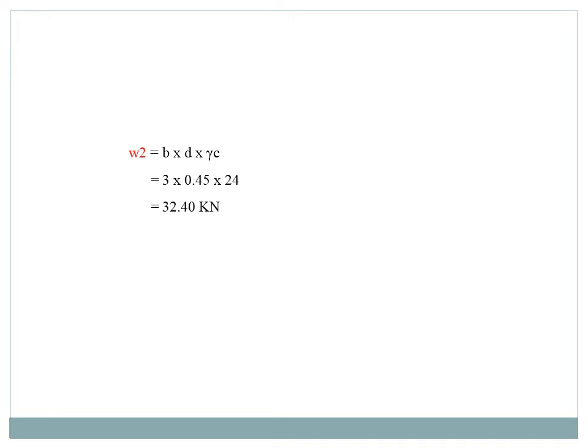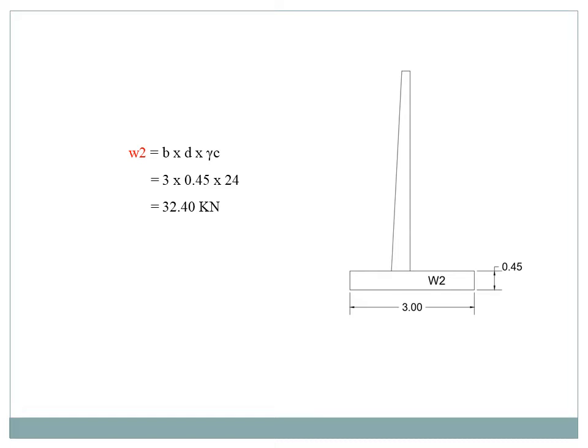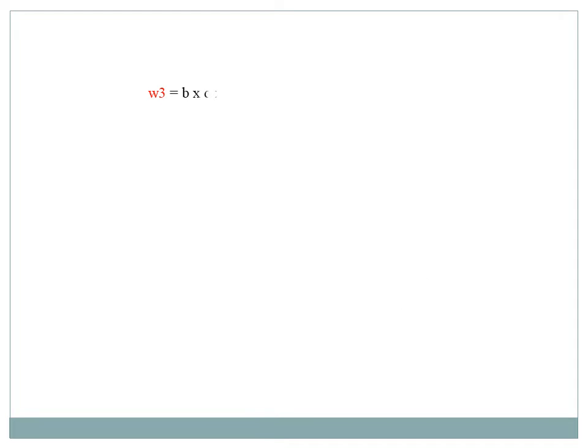So next we find W2. W2 is the base slab portion. This is also a rectangular portion. So W2 is equal to the area formula B into D into gamma C. B is equal to 3 meter and D is equal to 0.45 meter. So 32.40 kilonewton.